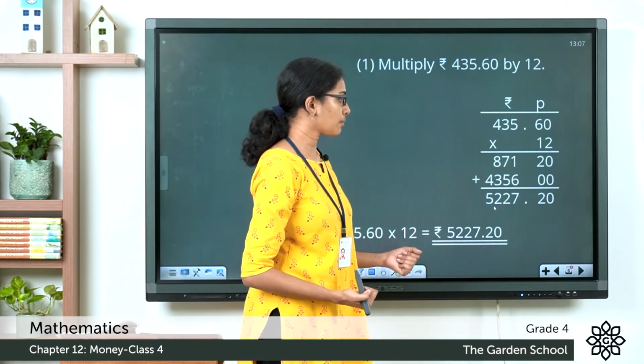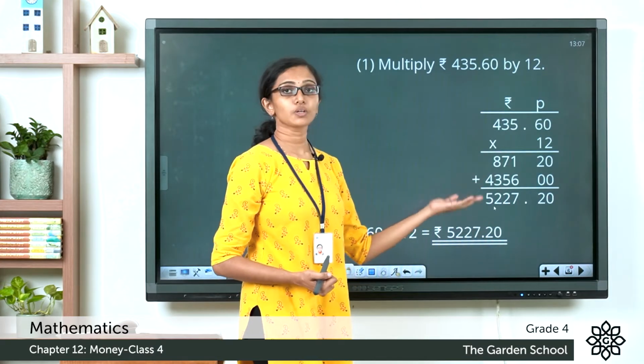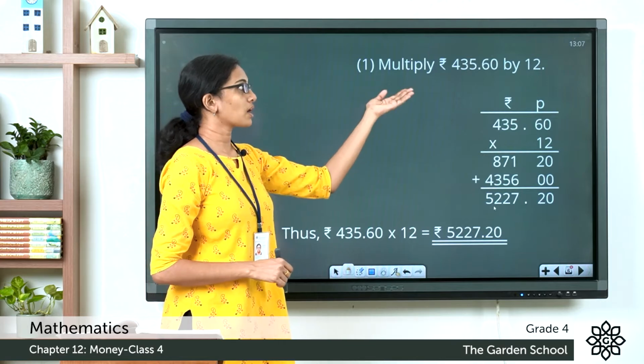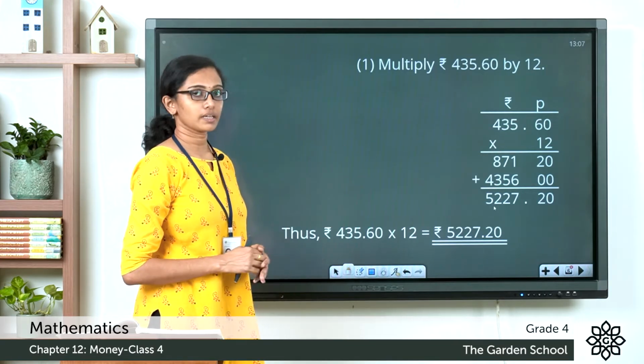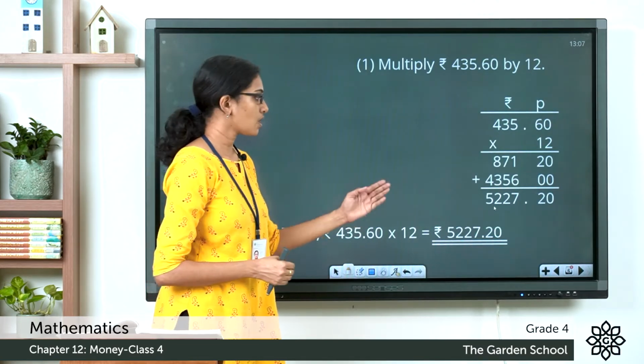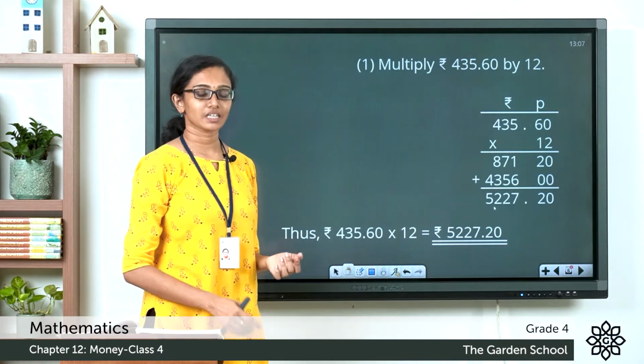So, what is the final amount? The final amount is equal to 5227 rupee 20 paise. So, the amount 435 rupee 60 paise when multiplied by 12 gives you a total amount of 5227 rupee 20 paise. Hope this is clear to you.